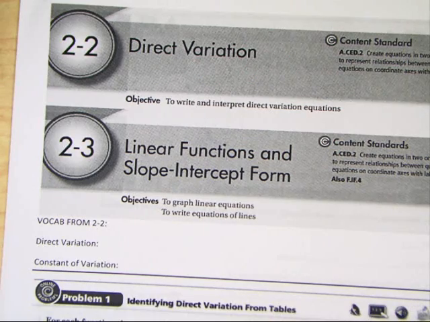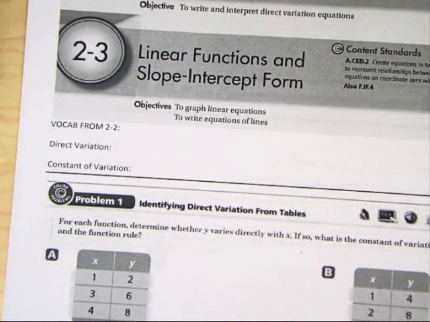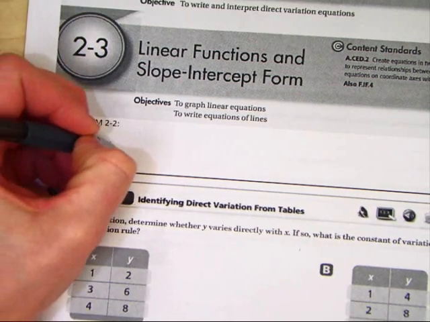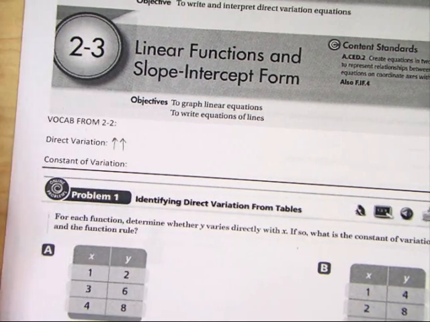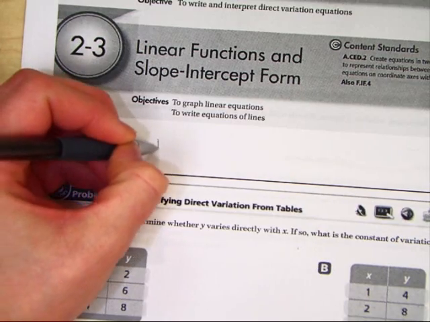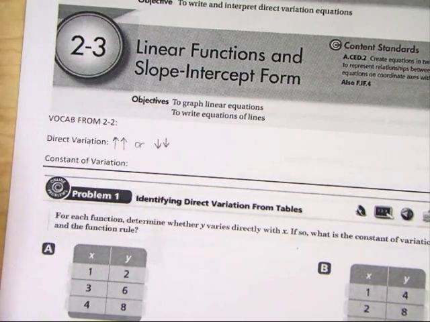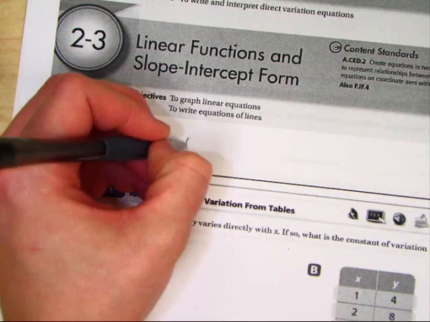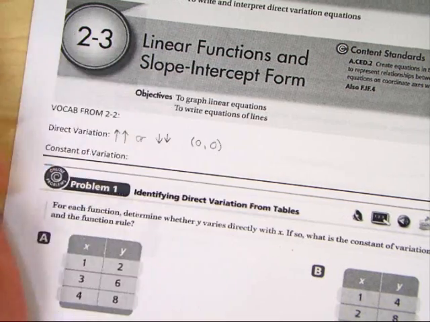Let's talk about the vocab from 2-2. The first thing you have to understand is this concept of direct variation. Direct variation is when two things happen at the same time. As one goes up, the other thing goes up. Or as one item goes down, the other one goes down. And something important to note is that (0, 0) must be a point.